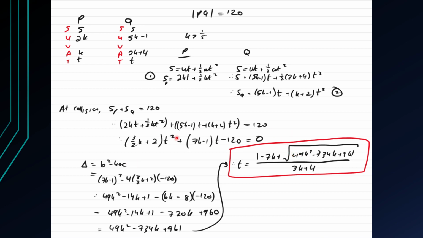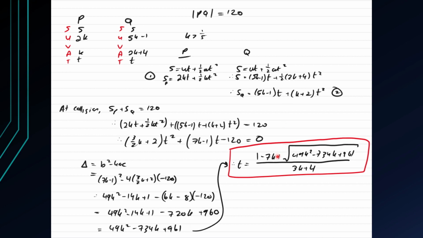So for the time at which they collide, I decided to work out the discriminant first, so the b squared minus 4ac part. After expanding and simplifying, you get 49k squared minus 734k plus 961, which doesn't actually factor nicely. You could try completing the square on this. 961 is just 31 squared, so you could try this, but I wouldn't recommend it because it also takes a while.